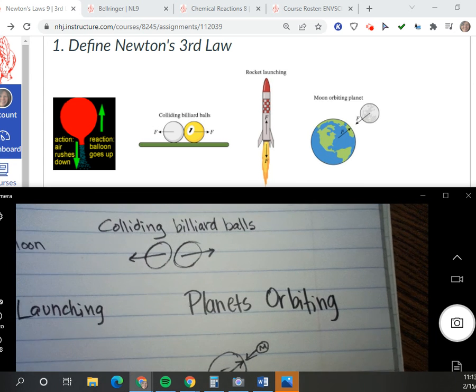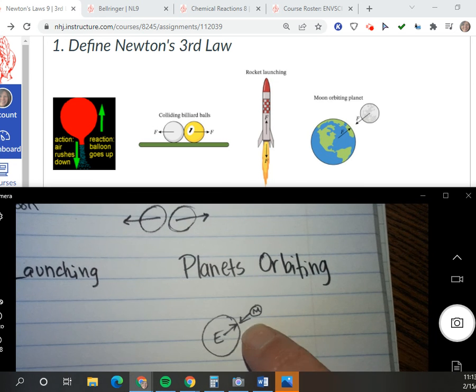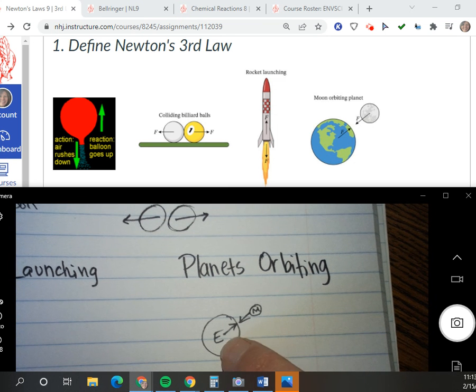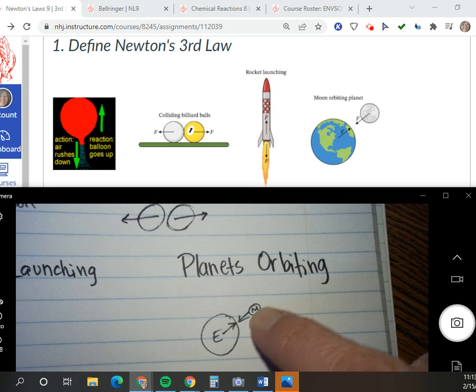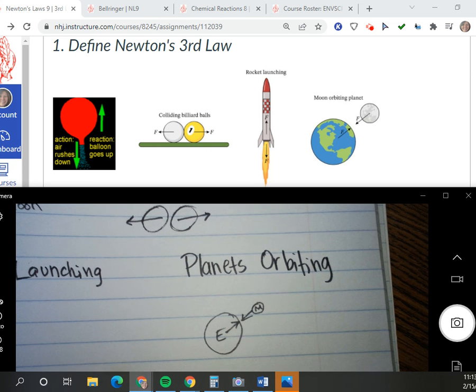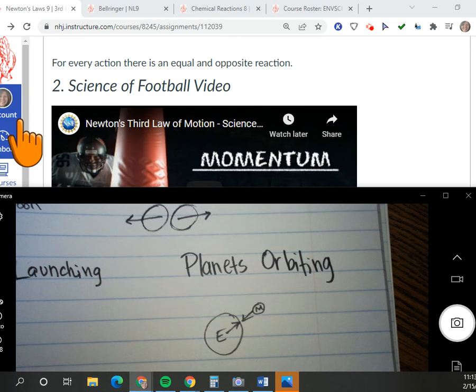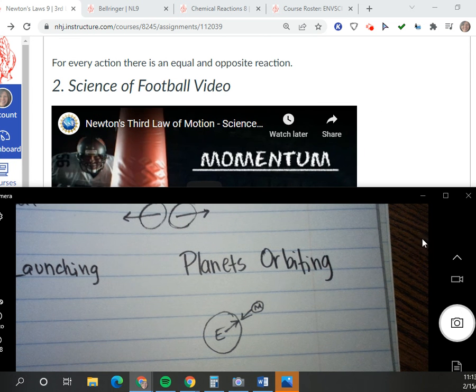And then here, like with Earth and the Moon, it's really hard to tell which one is the action and which is the reaction. But in this case, we would usually say that the larger mass was the action and the reaction was the moon's gravitational force there. All right, so let's look at that football video, which is the next thing in our list. So that's all the notes we need to take today.